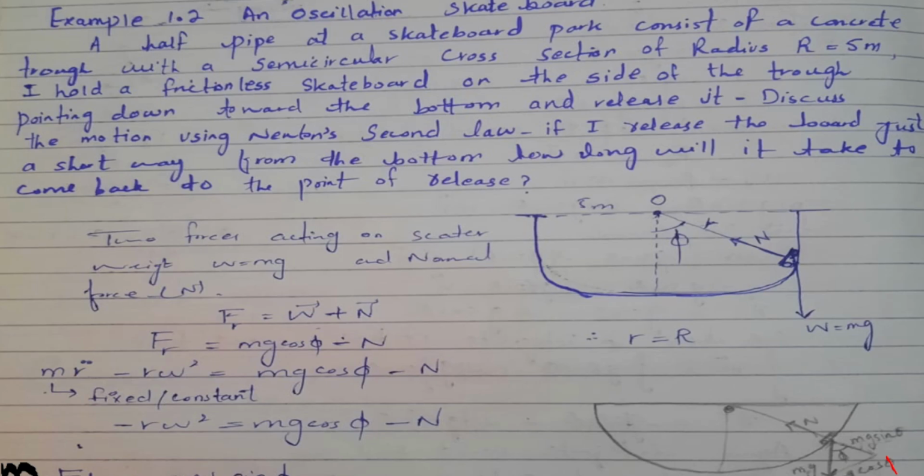The radius of this half pipe is 5 meters, and you have to find the time. First, you see there are two forces, weight and normal. After putting in values, you can see in this diagram, when we split the weight into its components, we get mg equals 5. The minus normal shows that it is moving against the direction of the skater.